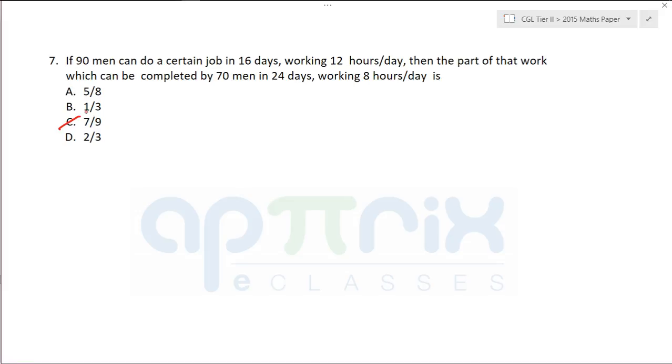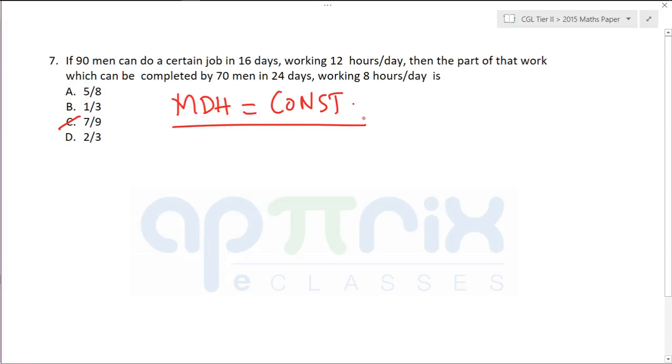Let me tell you. Because anyone can solve this question, right? There is no magical skill here. It is about finding men, days, hours and making it constant. Hope all of you know this, that for a certain work, for a constant work, the product of men, days, hours is constant, right?